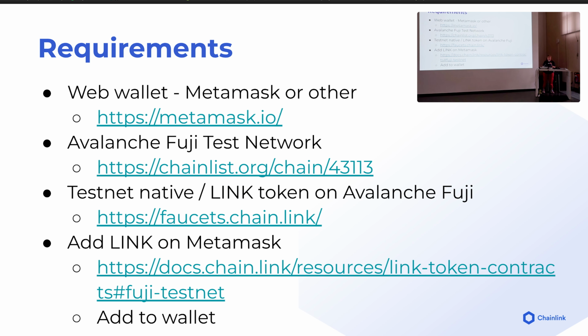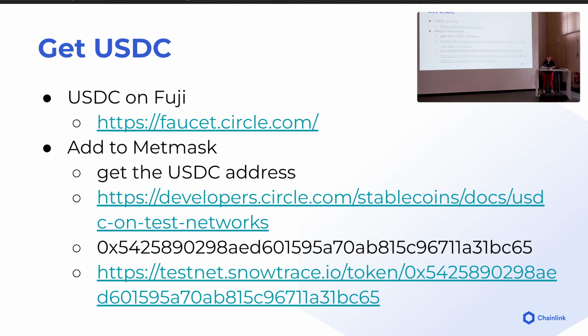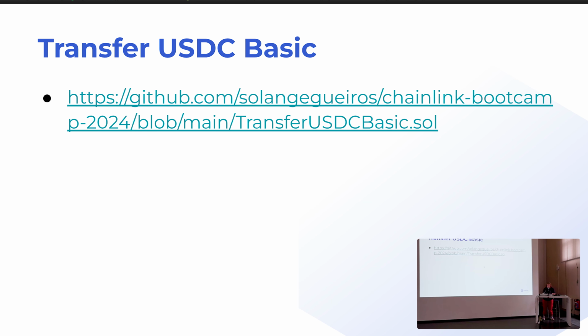If you'd like to do this by yourself later, these are the requirements. You must set up this, especially the Avalanche Fuji part. And then, because I'm using USDC, I must also get USDC. This is information from Circle, the faucet, on how to get your USDC over there. And this is the smart contract that I'm using now. If you go here, you can see my smart contract.